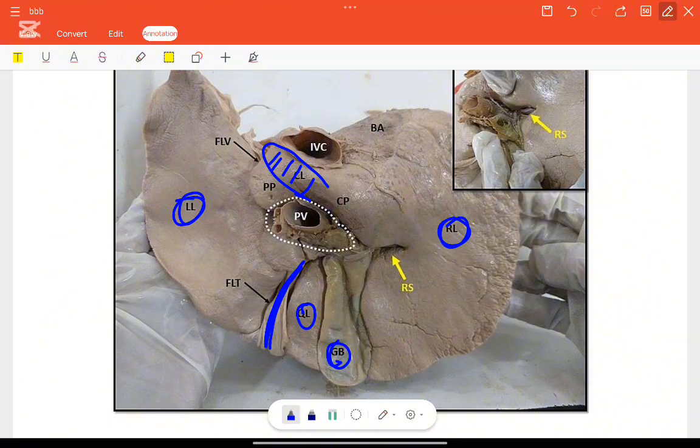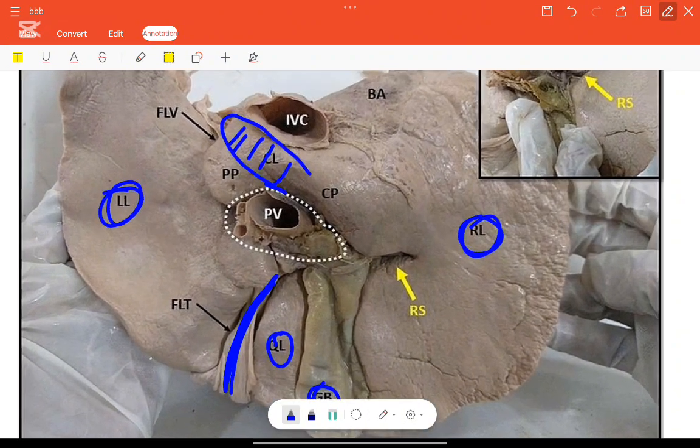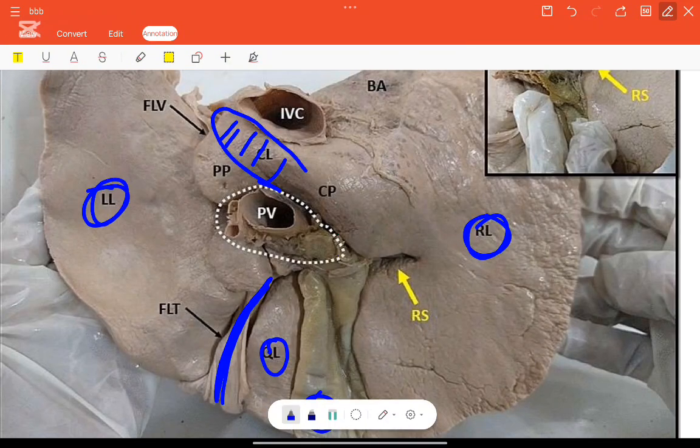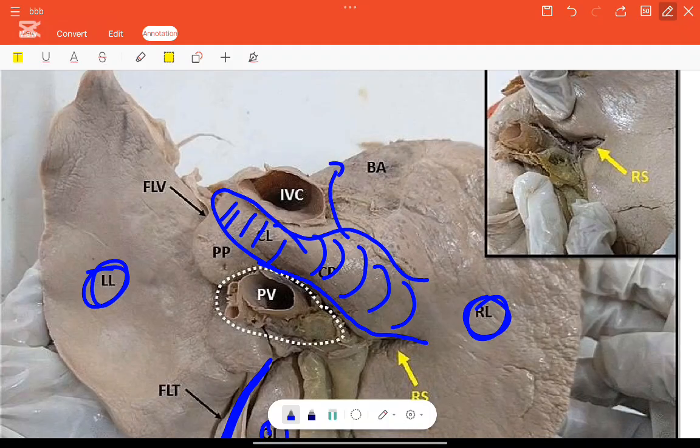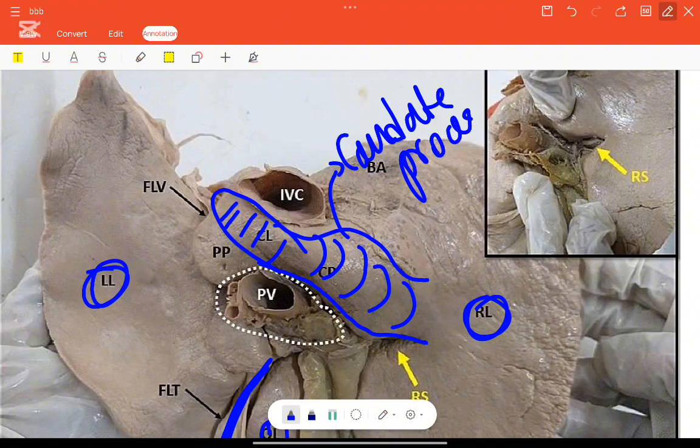Okay, now, if you can see, the caudate lobe has a bridge between it and the right lobe of the liver. This bridge of liver tissue, we call it the caudate process.